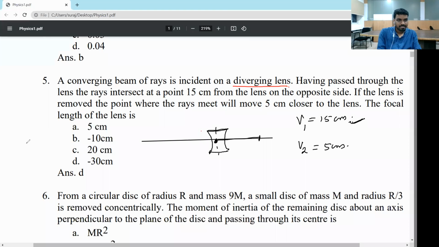So here let's say there's a concept. Let's say this is the object. Now the beam is getting diverged. If the beam is getting diverged, what is happening? The object is somewhere where the beam meets. The object is at a point where the beam meets. Now here in this question, there is a converging beam. Converging beam is what? The beam is somewhat like this.